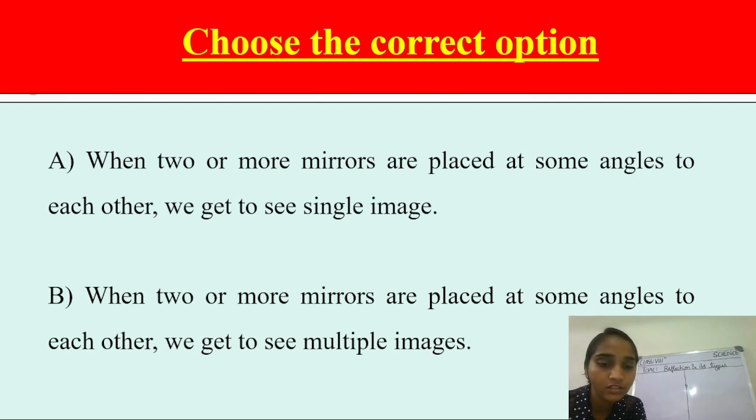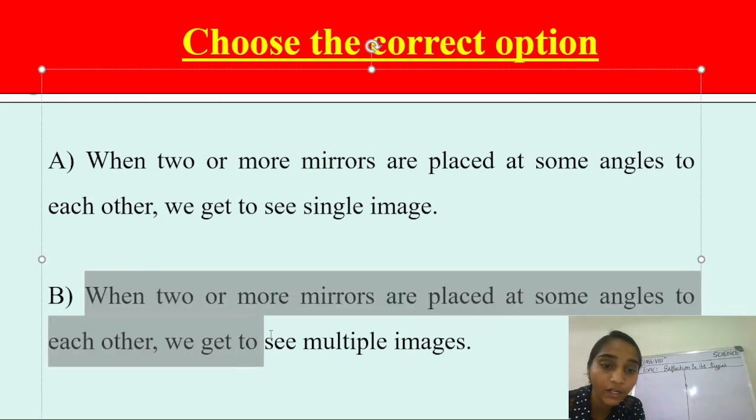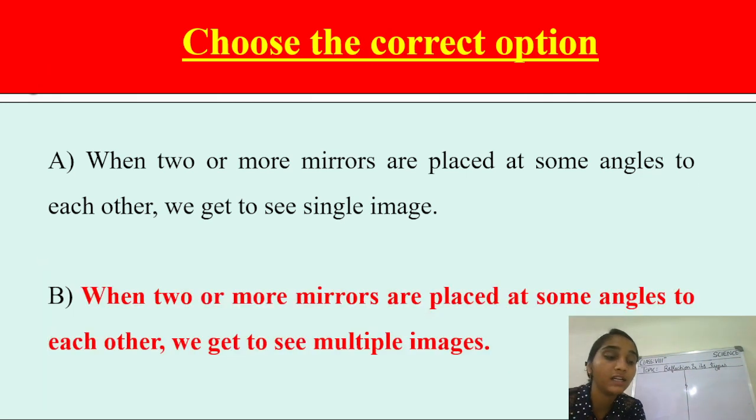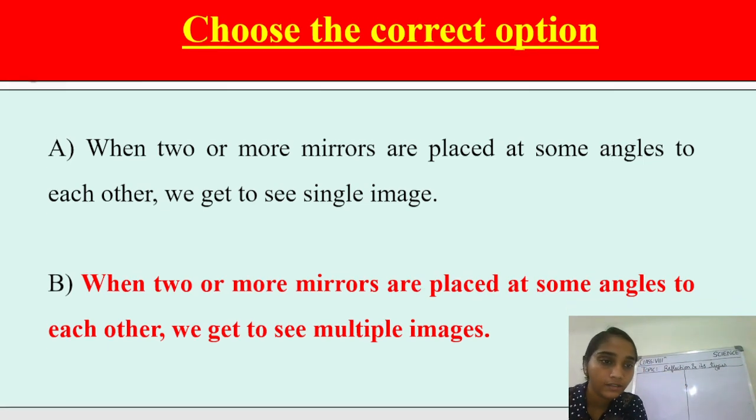Yes, very good students. If you are giving me the answer that B is correct, that is right: when two or more mirrors are placed at some angles to each other, they basically form multiple images. We see multiple images. And what are the examples which we have discussed related to these multiple images forming? Yes, we have discussed the barber shop, and also the mirror maze in the fair which you often see, right?